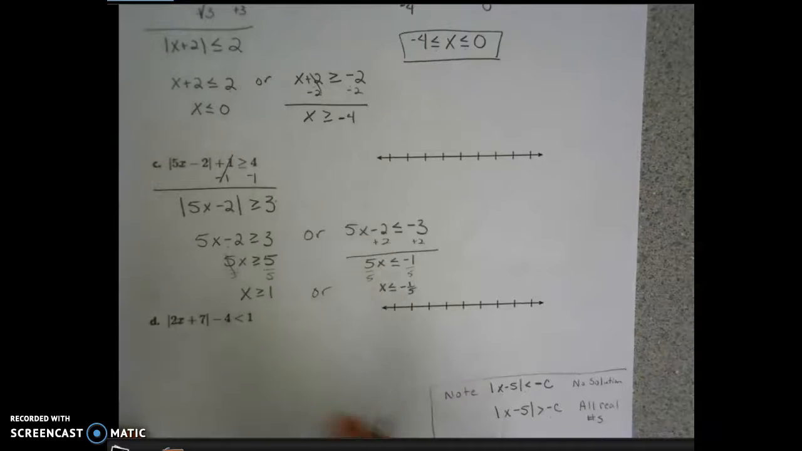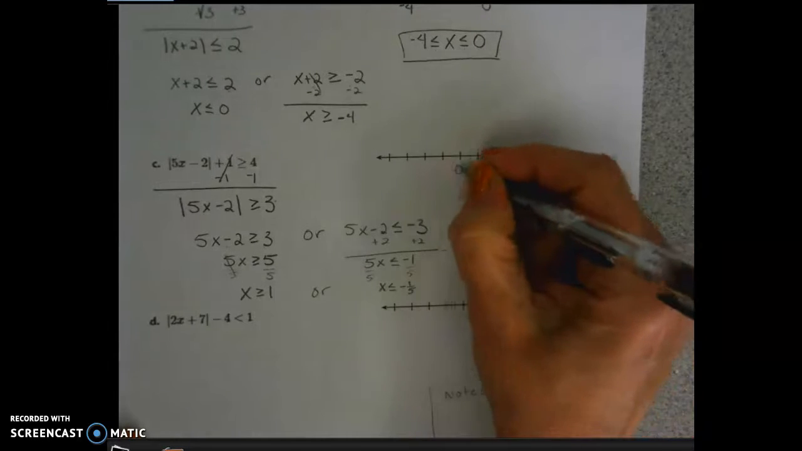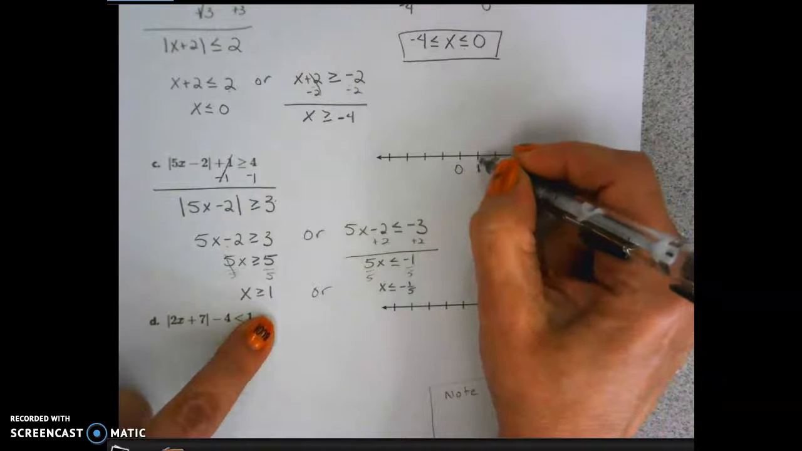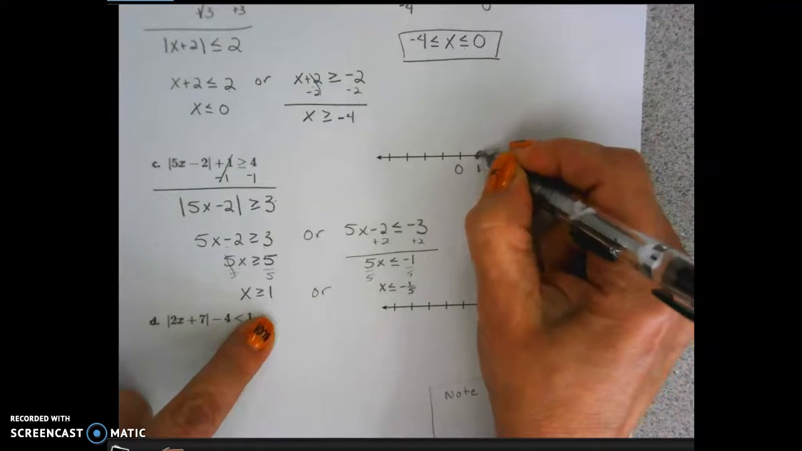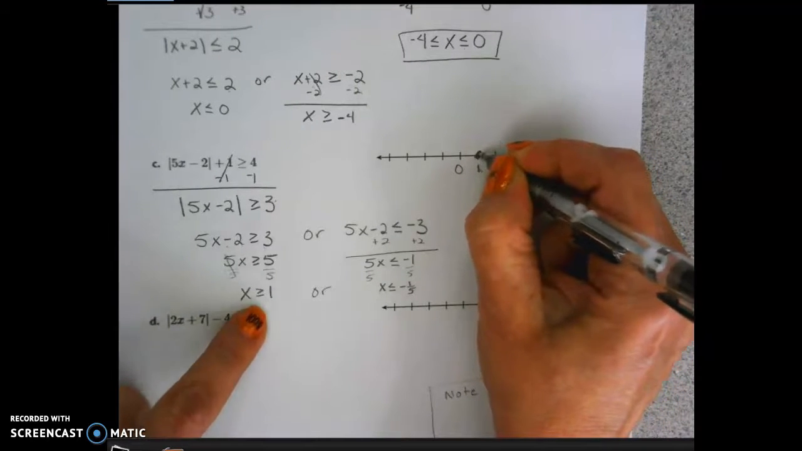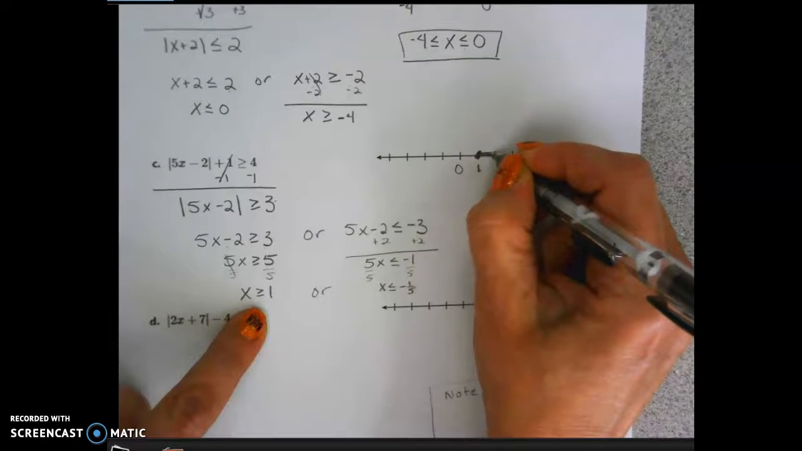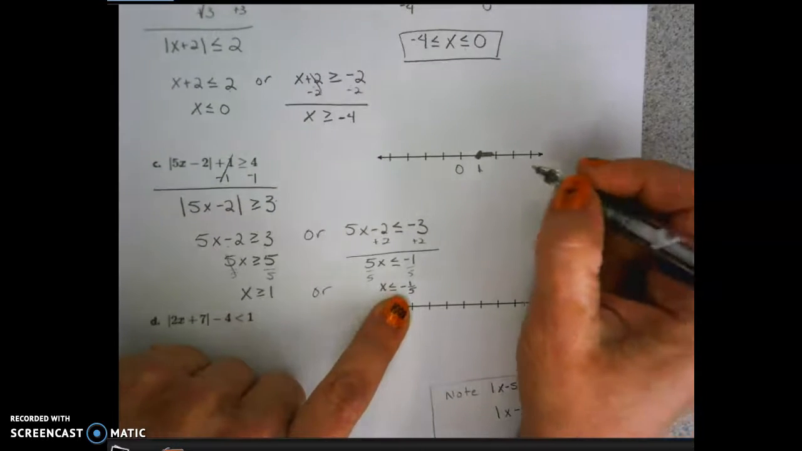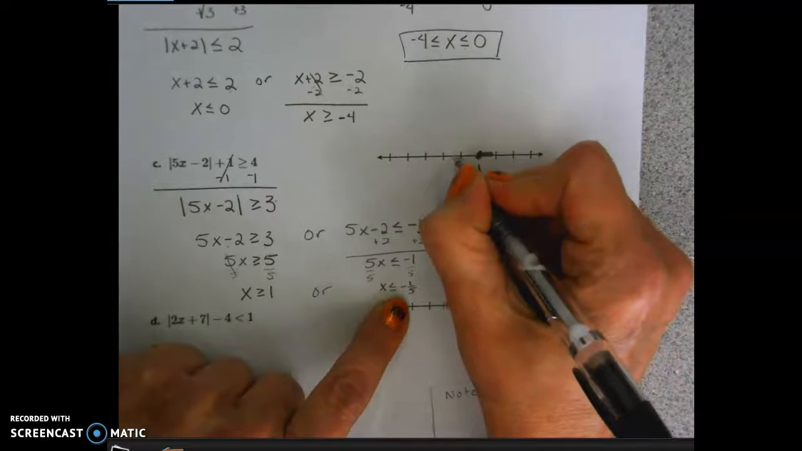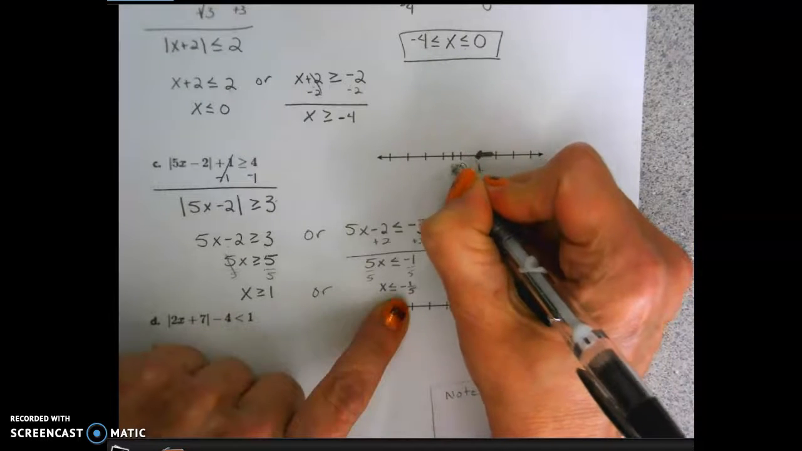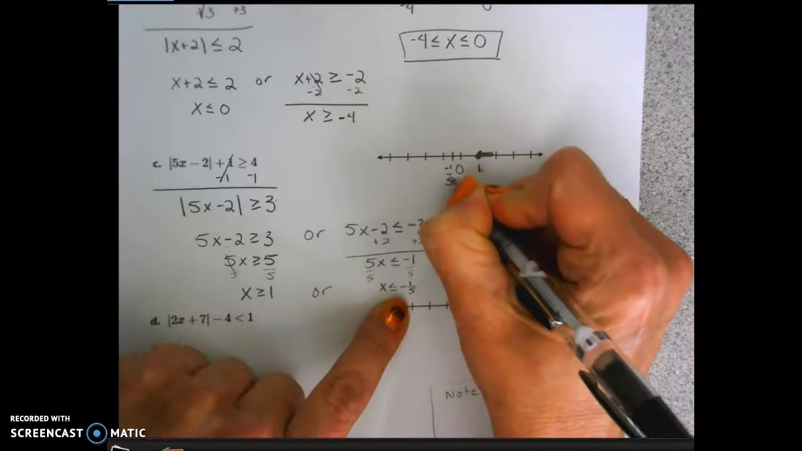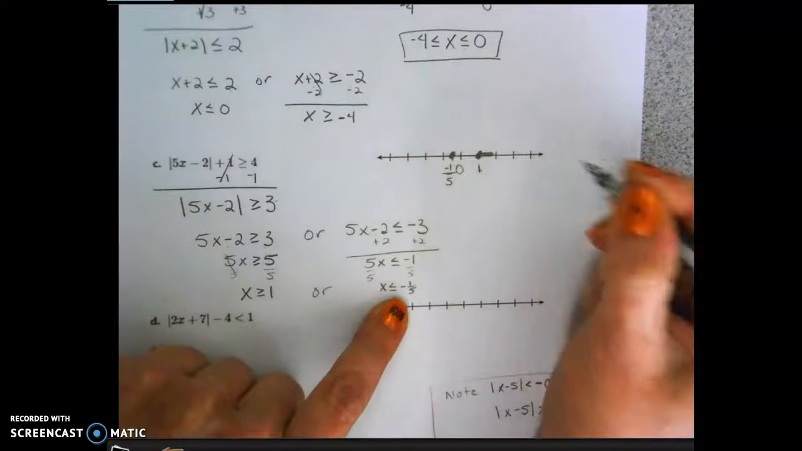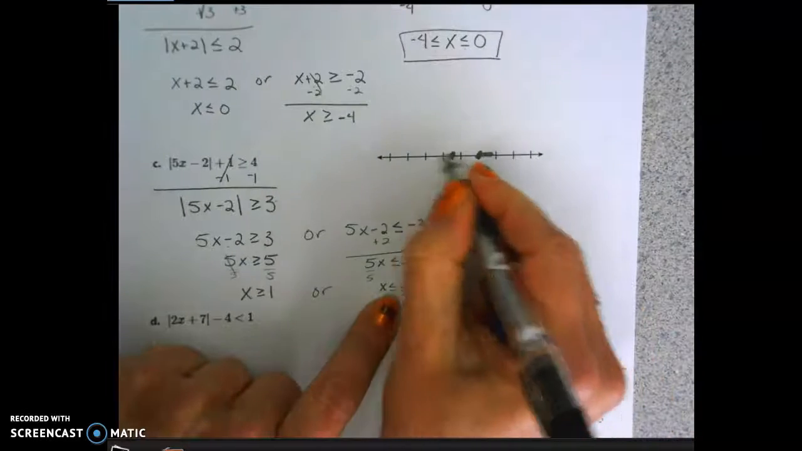So I'm going to mark off 0. I've got +1 here that I'm marking off. I might as well put my closed circle. And x can be greater than or equal, so that's going to be shading that way. It's less than or equal to -1/5. -1/5 is going to be real close to 0 here, so I'll just mark -1/5. It can be equal, and less than gets shaded this way.